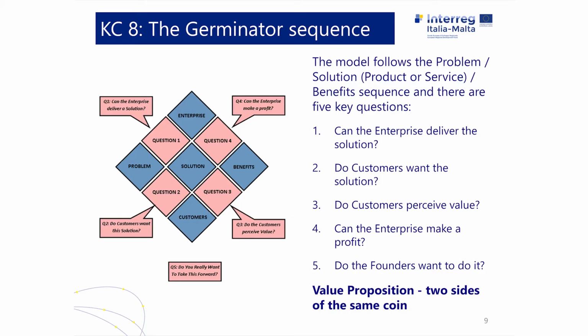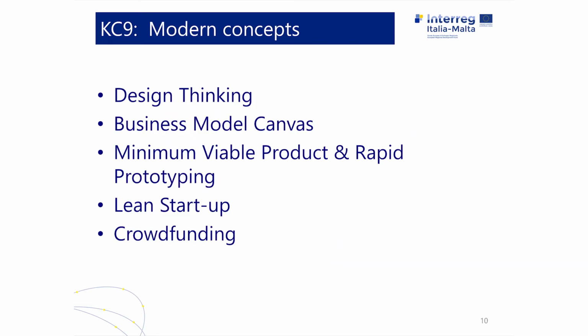Number 1, can you do it? Number 2, do they want it? Number 3, do they perceive value? And number 4, can the enterprise make a profit? The 5th question, which is really important, is do the founders want to do it, having considered all of these components? Remember, the value proposition is 2 sides of the same coin. It's a value proposition to customers, as most people recognize, but it has to be also a value proposition to the enterprise itself.